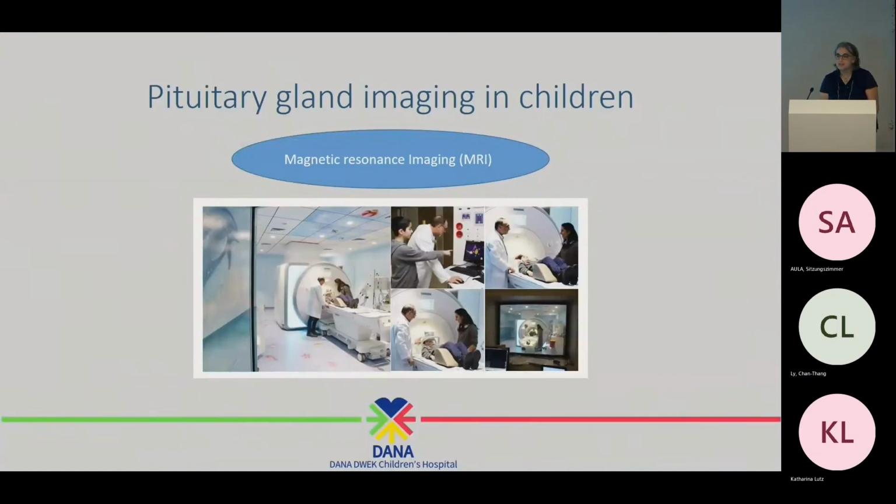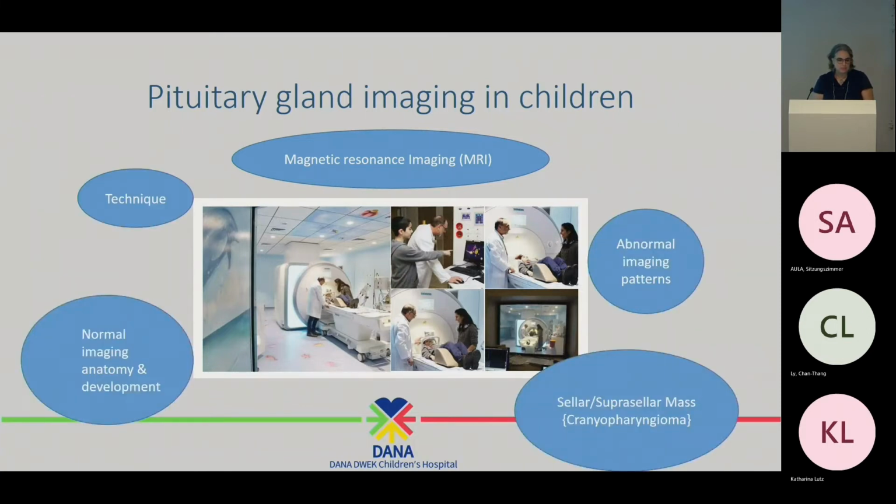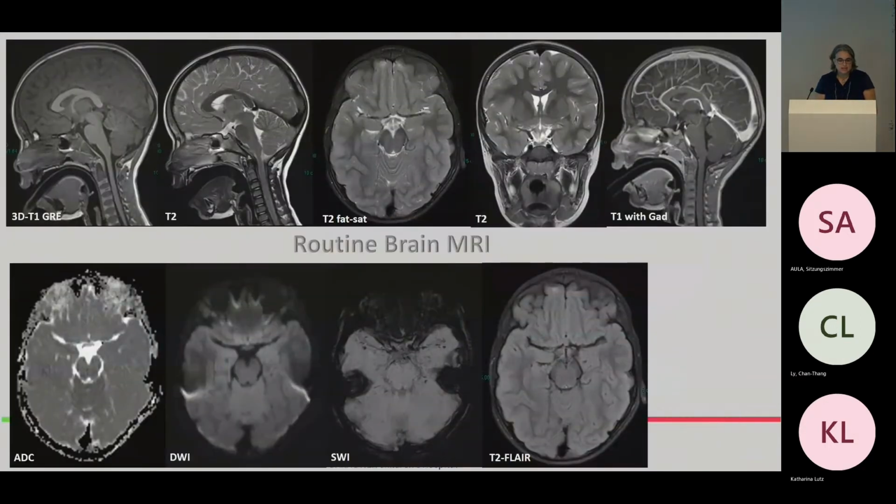As we speak about pituitary gland imaging, MRI is the study of choice, and we'll go through technique, normal appearance, and then abnormalities. Let's start just with the routine brain MRI. This is a protocol, I think, in modern MRI imaging. This would be kind of the backbone of the protocol that we need to know for any brain MRI.